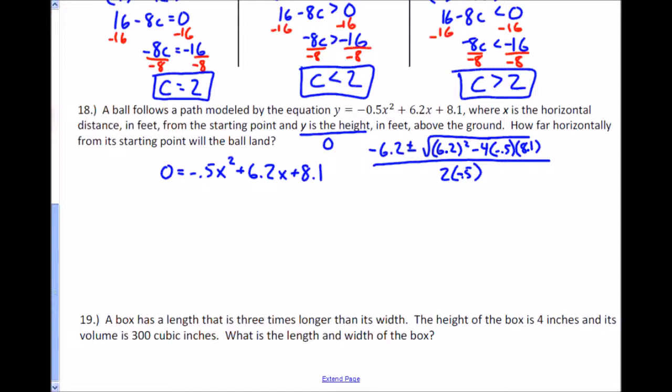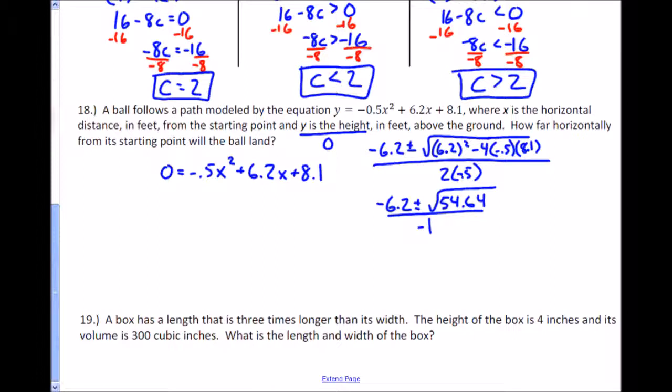I'm going to start with what's under the square root, the 6.2 squared minus 4 times the negative 0.5 times the 8.1. So I find out that I've got negative 6.2 plus or minus the square root of 54.64 all over 2 times a negative 0.5, which is a negative 1. And now I just have to plug this in.